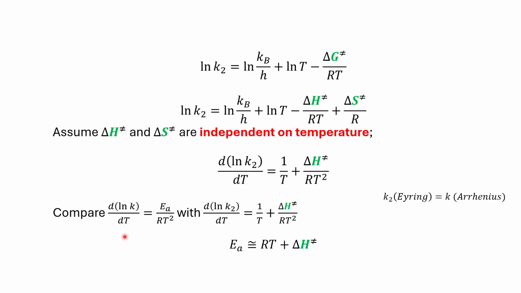Now, we compare the equations that we get from the Arrhenius equation with the Eyring equation, and we equate the Arrhenius differential with the Eyring differential. This is what we get by multiplying by RT squared. We use the core relationship whereby EA can be approximated to RT plus the enthalpy change for the activated complex.